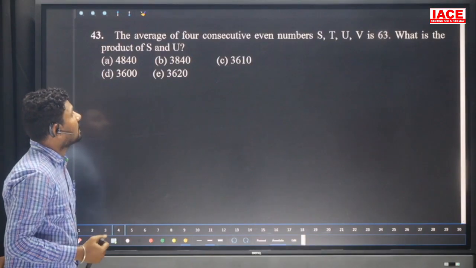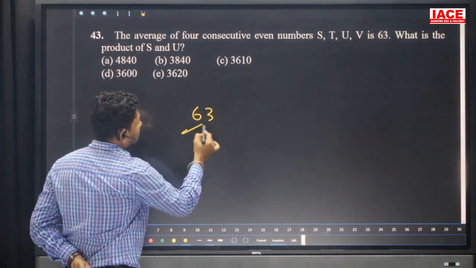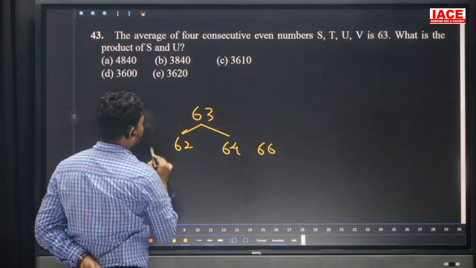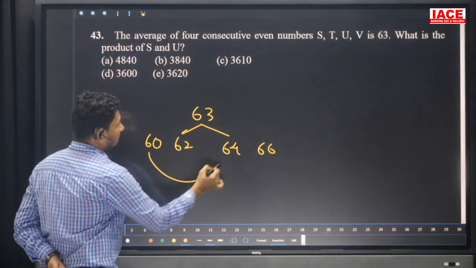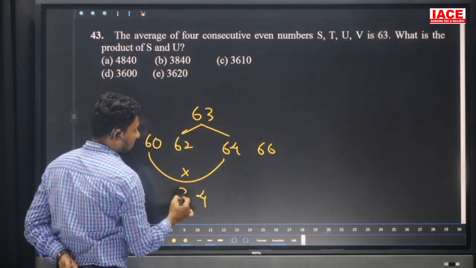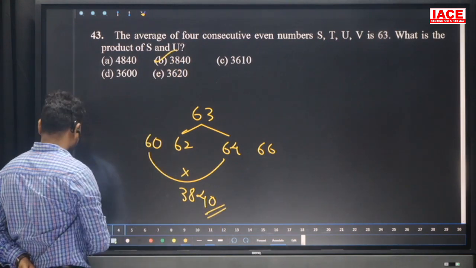So the average of 4 consecutive even numbers is 63. So they are 60, 62, 64, and 66. They need the first number multiplied by the third number. Here 6 fours are 24, and 6 6s are 36. It is 3,840. Our option is B.